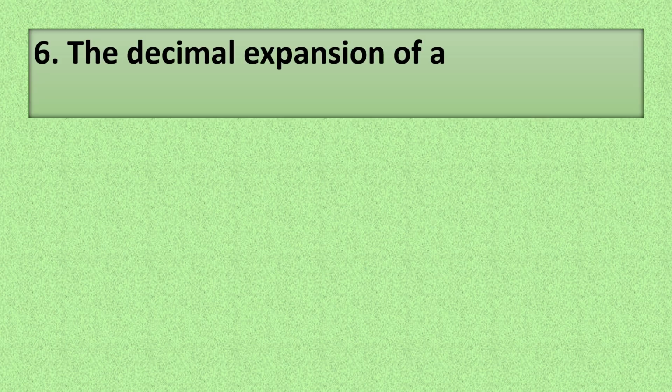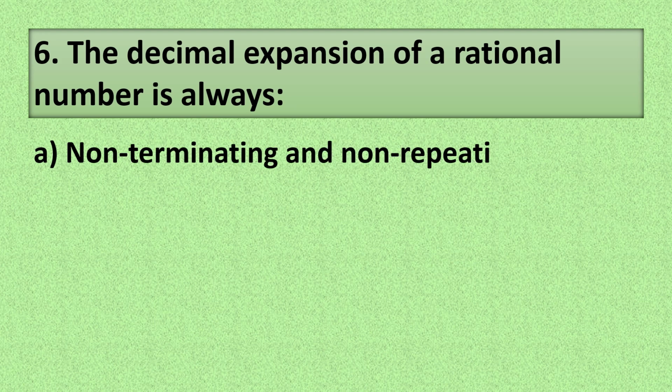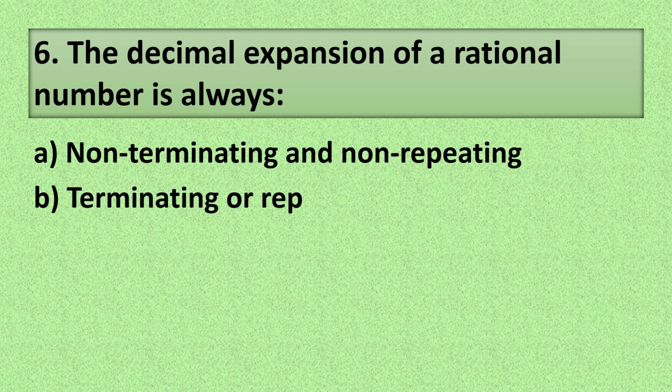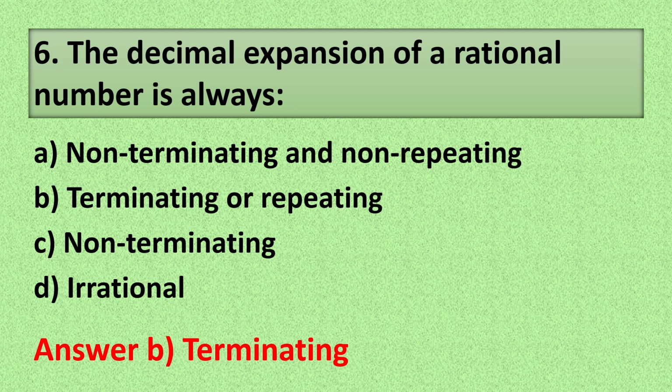Question number 6. The decimal expansion of a rational number is always: options are A) non-terminating and non-repeating, B) terminating or repeating, C) non-terminating, and D) irrational. The decimal expansion of a rational number is always, and the answer is B) terminating or repeating.